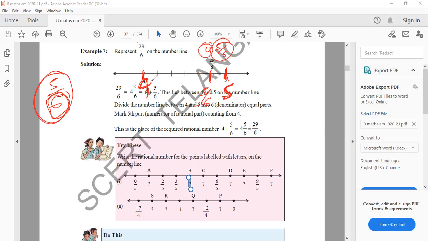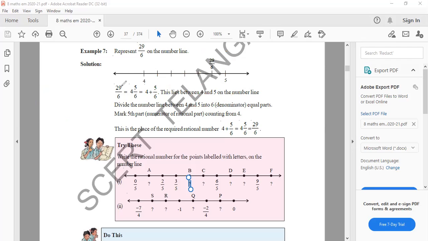Am I clear? This is 4 1 by 6. This is 4 2 by 6. 4 3 by 6. 4 4 by 6. 4 5 by 6. 4 6 by 6 means 6 will automatically come. So like that we have to do it.